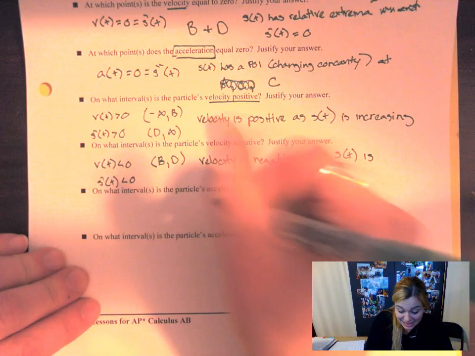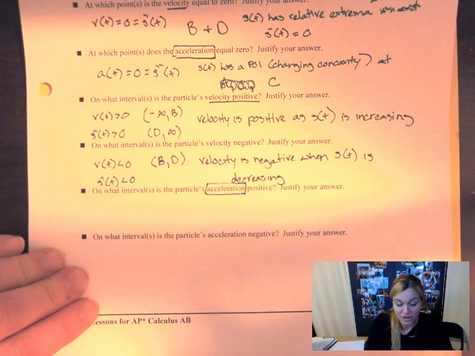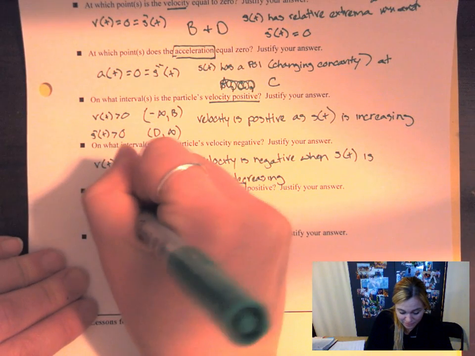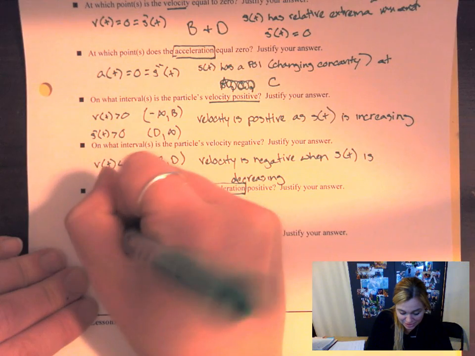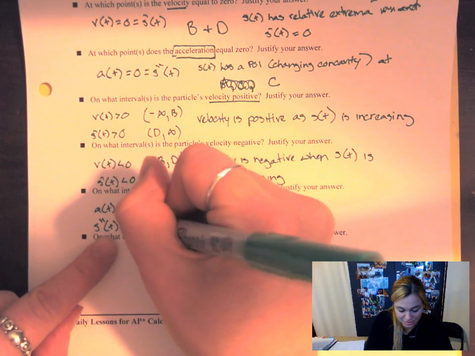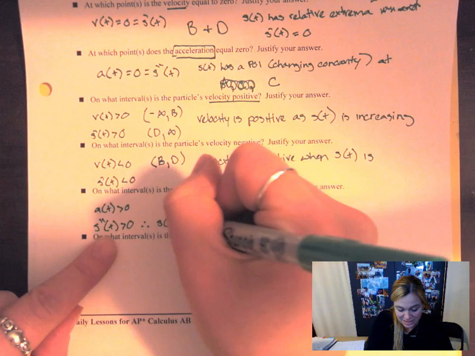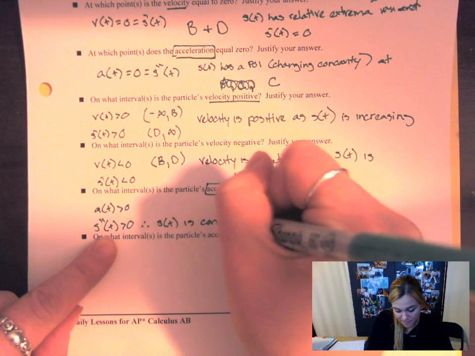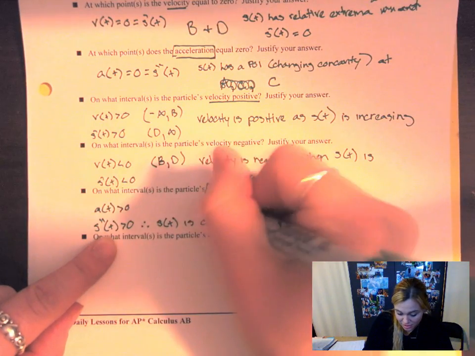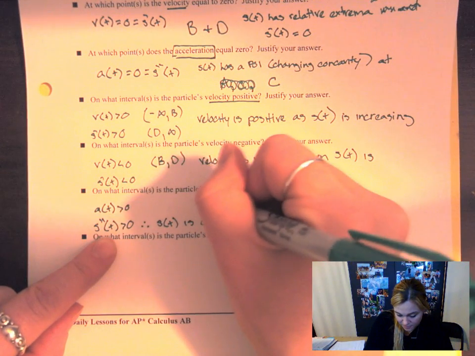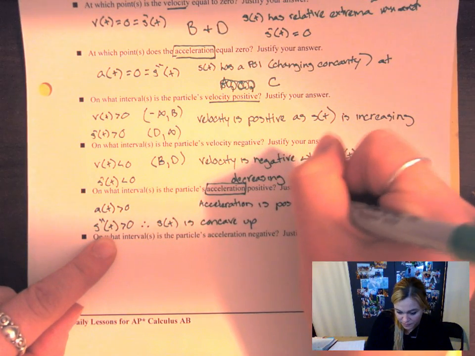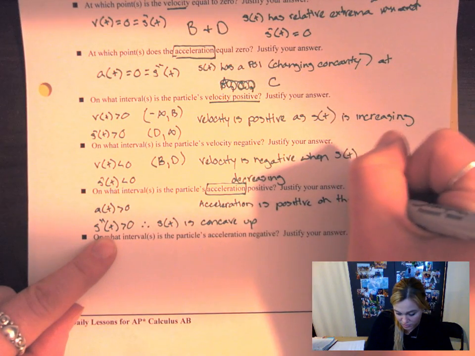When is the particle's acceleration positive? Okay, acceleration is talking about the second derivative. So if I want acceleration to be positive, that means s double prime of t has to be greater than 0. Think about it. s double prime is greater than 0. What does that mean about s? s of t is concave up. So if I want acceleration to be positive, acceleration is positive on the interval.